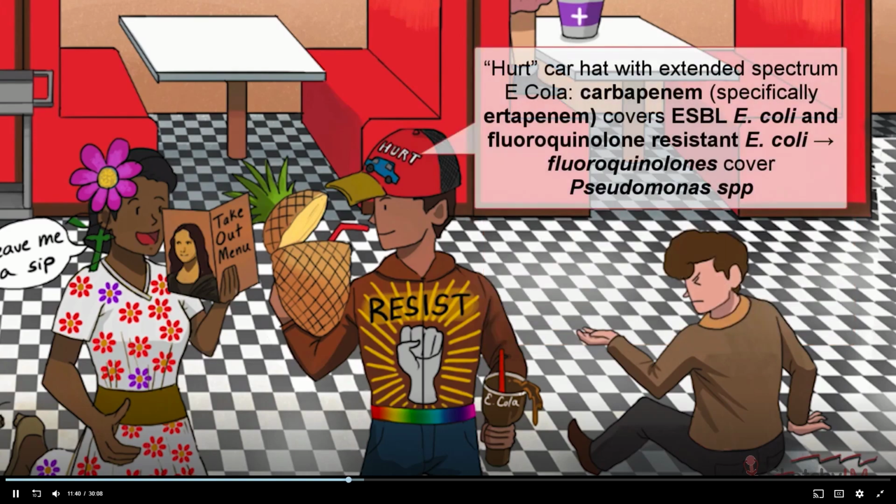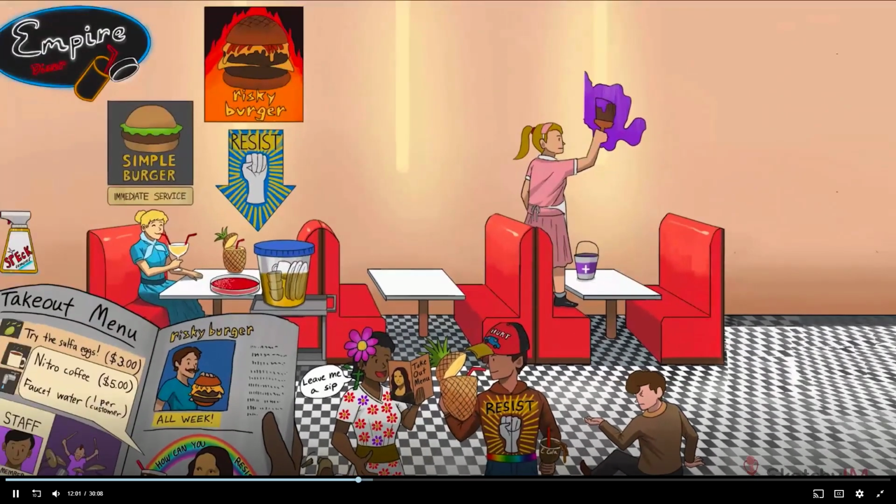Adding ertapenem covers extended-spectrum beta-lactamase-producing E. coli and fluoroquinolone-resistant E. coli. So, we've added an extended-spectrum belt and glass of E. coli to this ertapenem hat guy. No thanks, E. coli. Notice the theme here.